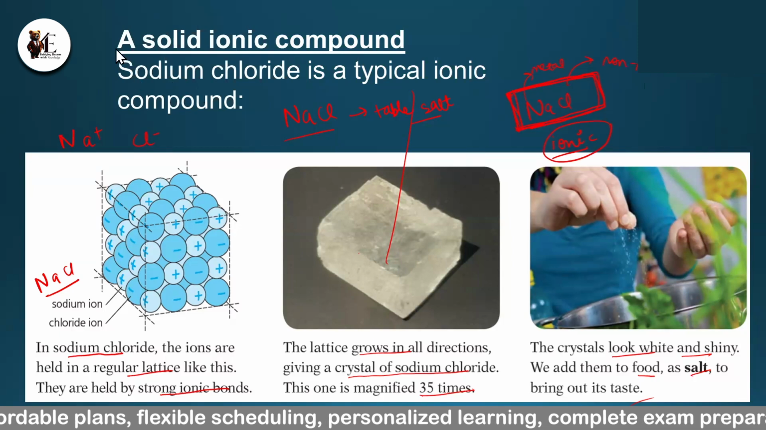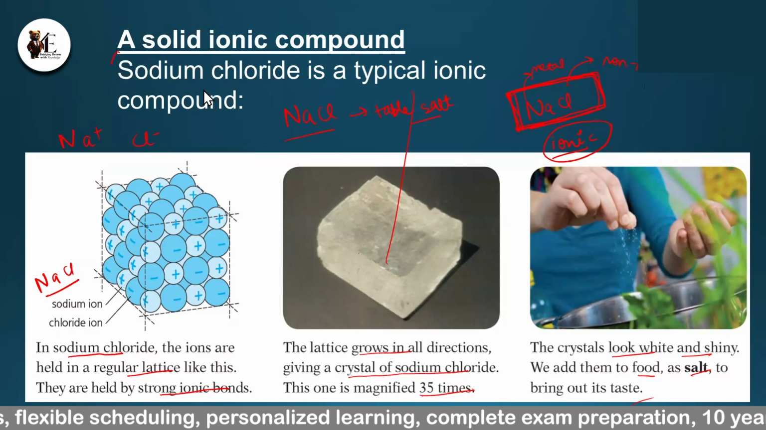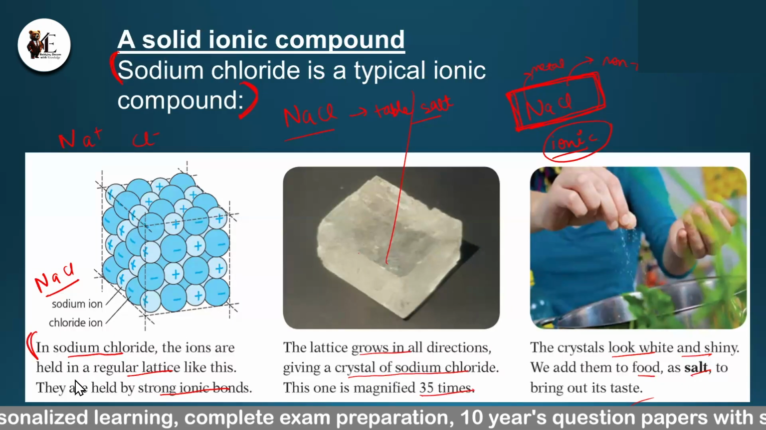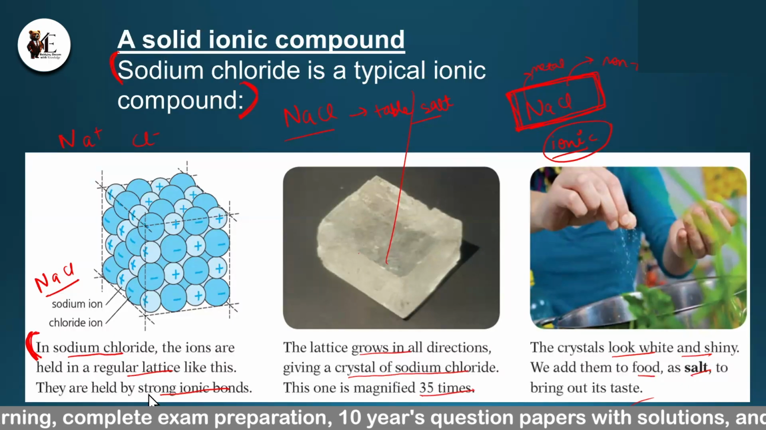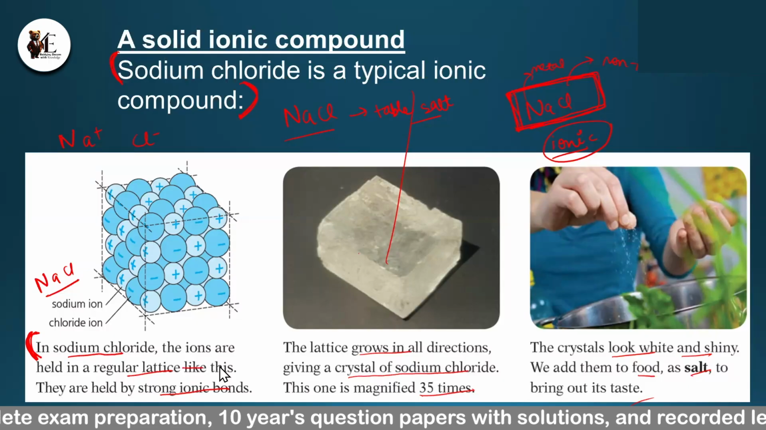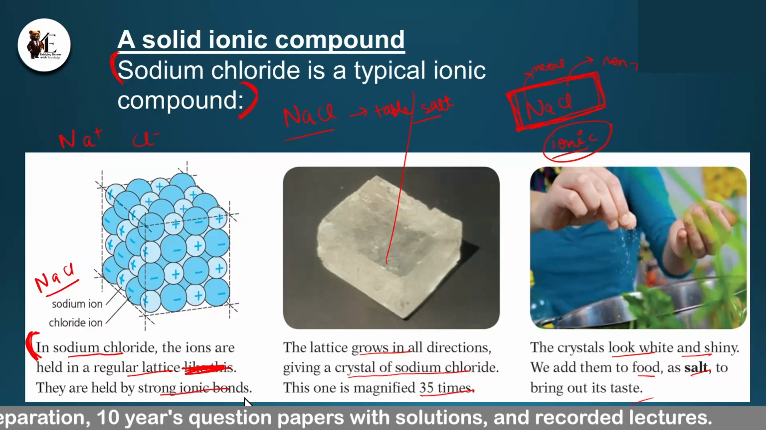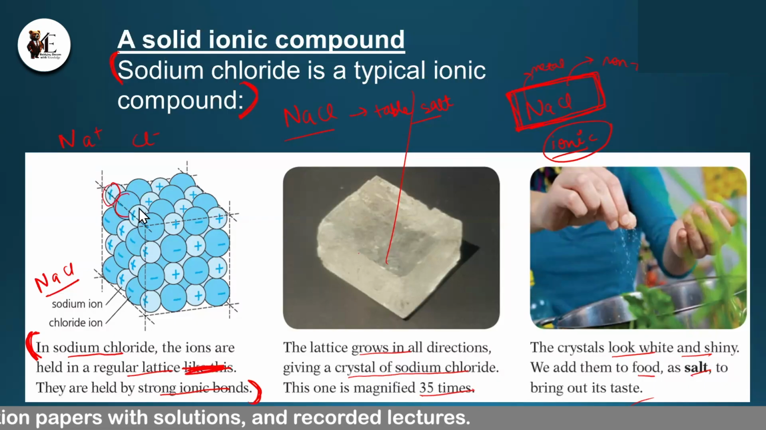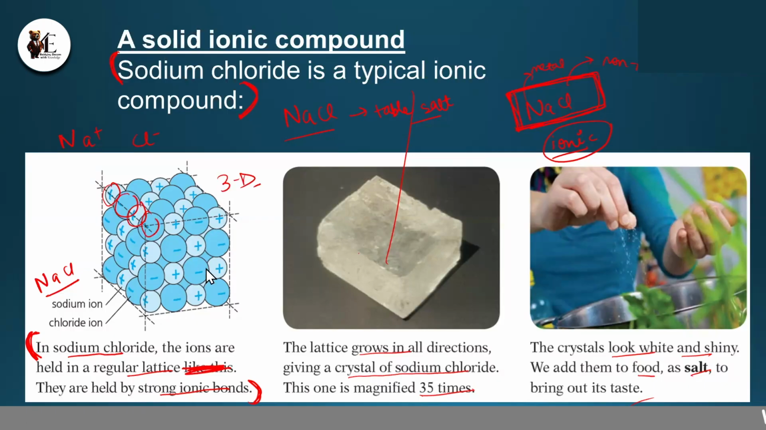So from this slide, you can note down that sodium chloride is a typical ionic compound, and in sodium chloride, ions are held in a regular lattice. They are held together by a strong ionic bond. You can see here that this is positive, my Na plus, this is Cl minus, this again plus, this Cl minus. It is in the shape of a cube. So many crystals combine together to form this 3D arrangement. Okay, so write down.